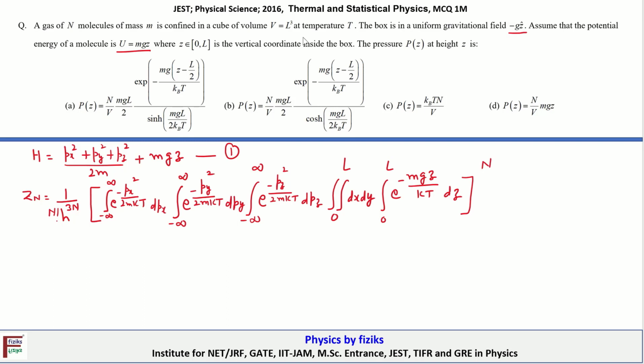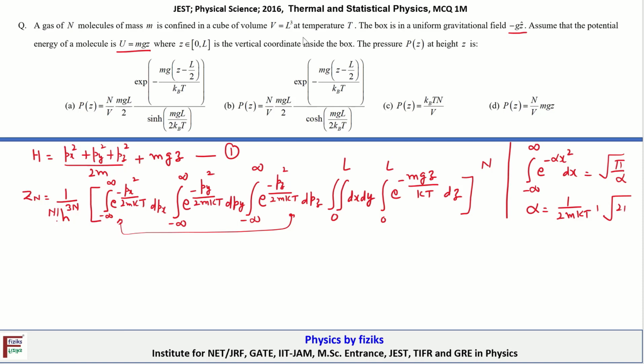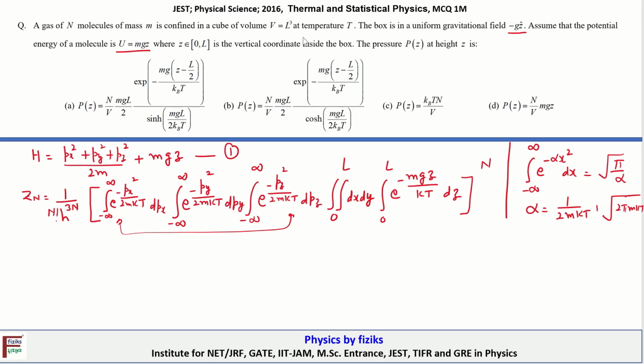In order to solve these integrals, we will make use of a standard result: the integral from minus infinity to infinity of exponential minus alpha x square d x, where alpha is a constant, is equal to under root pi by alpha. These first three integrals can be solved directly by this standard result. For example, exponential minus p x square upon 2m k T d p x from minus infinity to infinity. Here alpha is equal to 1 upon 2m k T, k is the Boltzmann constant, so that under root pi by alpha is under root 2 pi m k T.